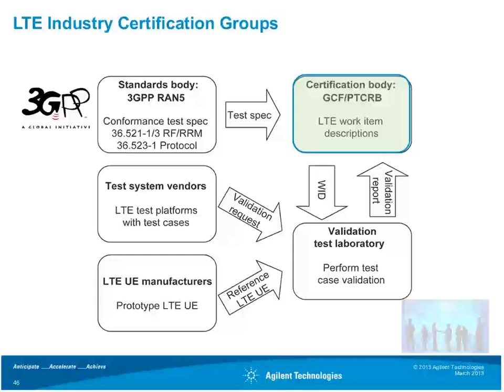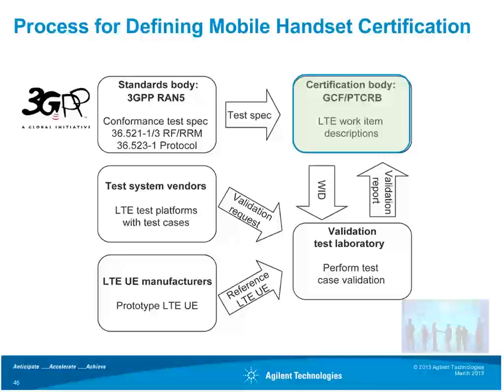This slide shows the relationship between the different standards development groups, the certification body, the mobile phone manufacturers, the test system vendors, and the certified test laboratories. 3GPP creates the conformance test specifications. The certification bodies do not automatically adopt the entire set. Each certification body selects a group of test cases.